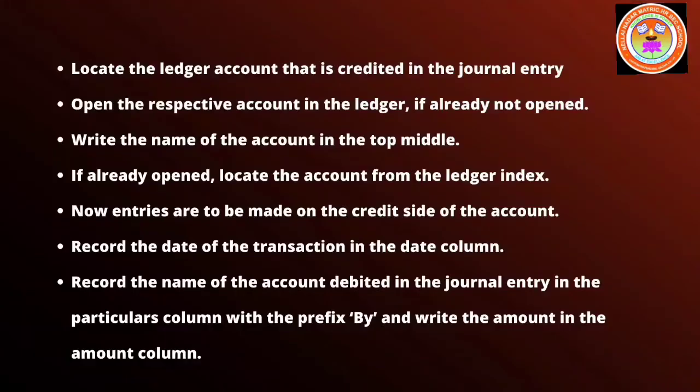Locate the ledger account that is credited in the journal entry. Open the respective account in the ledger, if not already opened. Write the name of the account in the top middle. If already opened, locate the account from the ledger index. Now entries are to be made on the credit side of the account. Record the date of the transaction in the date column. Record the name of the account debited in the journal entry in the particulars column with the prefix BY and write the amount in the amount column.